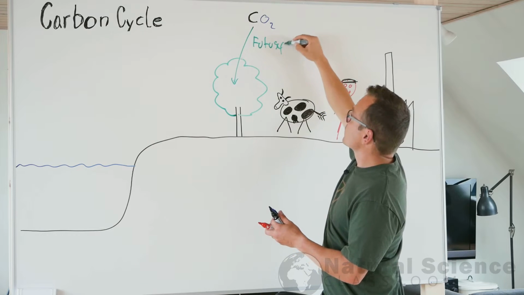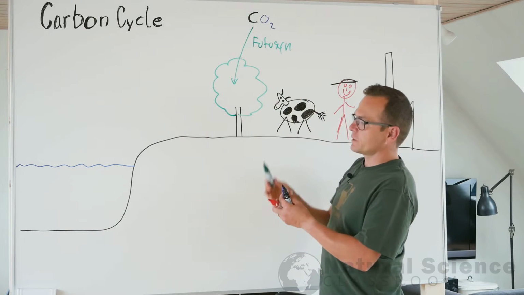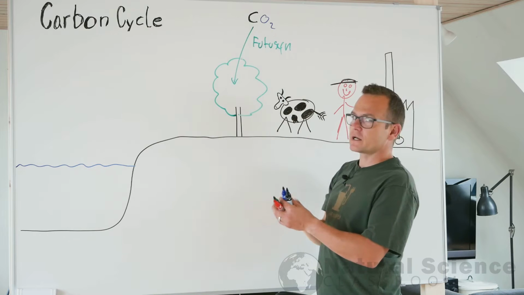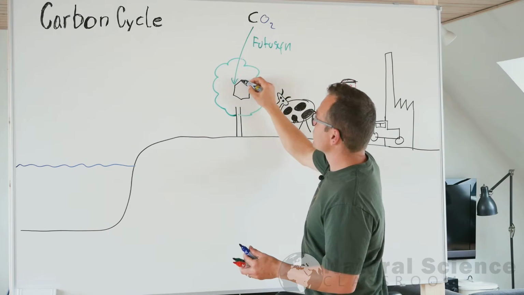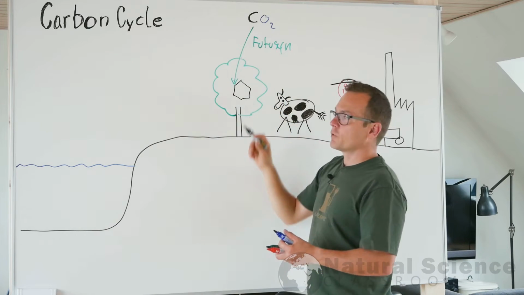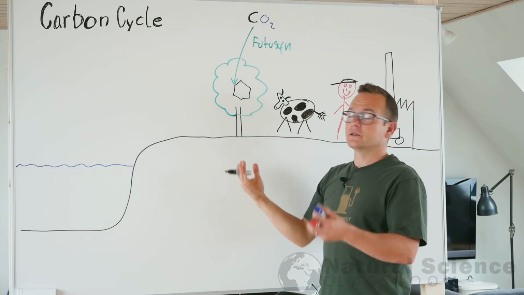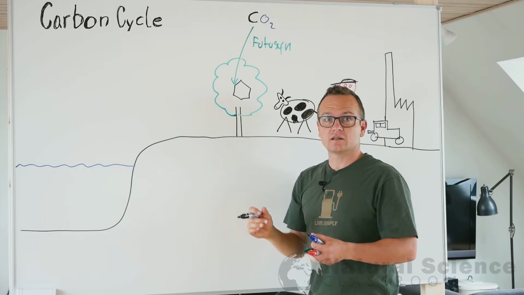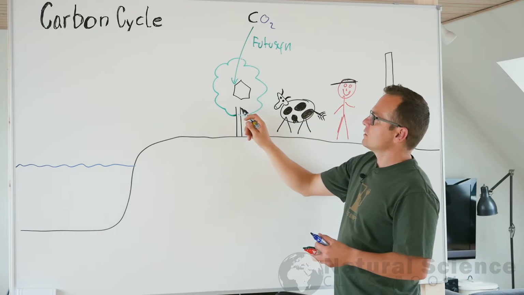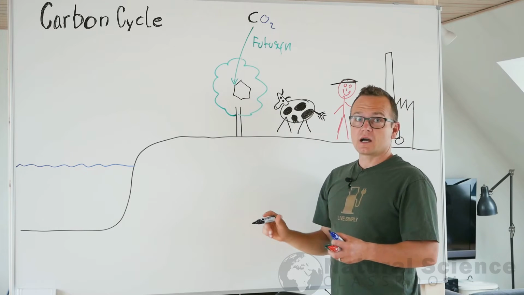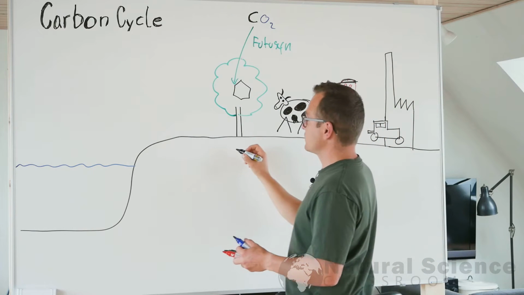Photosynthesis is transforming the carbon from carbon dioxide to a molecule called glucose. And glucose is a really important molecule in all kinds of living cells. So in order to get on with our cycle, we need the vegetation to die. The vegetation can die in different ways.